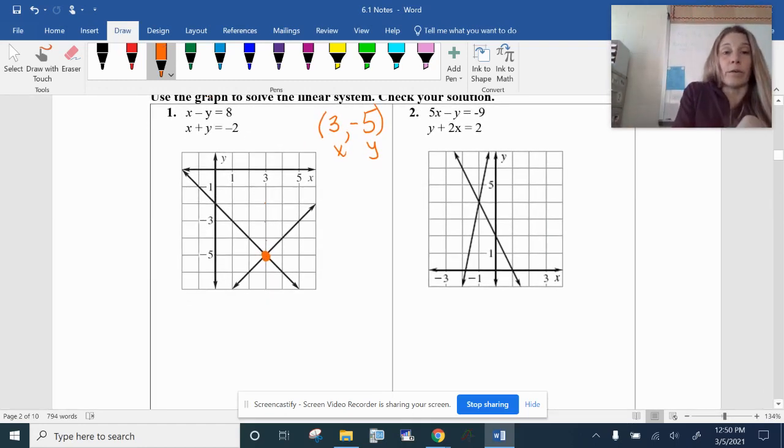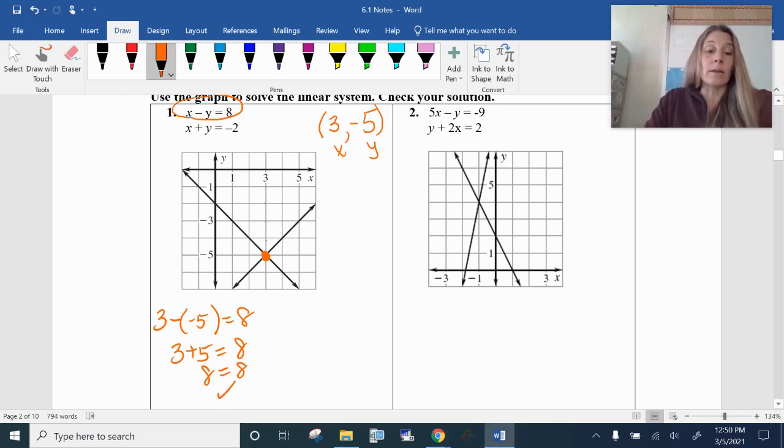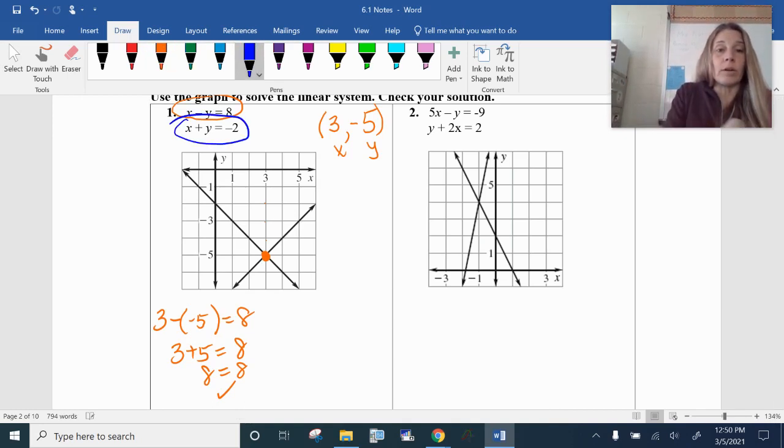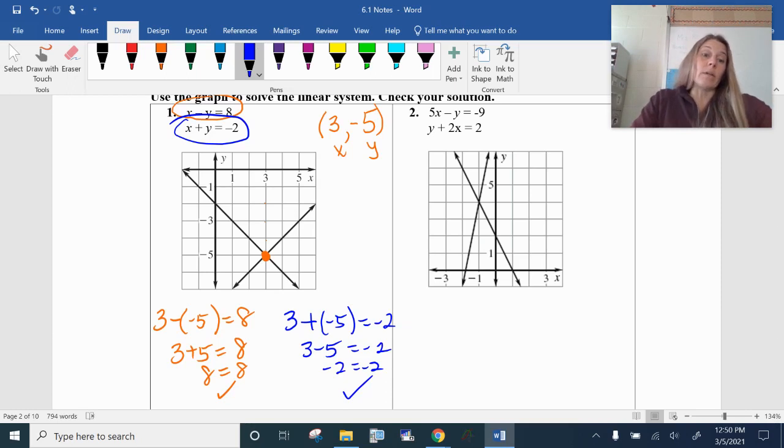So I'm going to check in the first equation. So I'd have to do 3 minus negative 5. Now remember, when you subtract a negative, it's really addition. And 3 plus 5 does equal 8. So that is correct. Now when we go to do the next one, I'm going to do the second equation here. I have 3 plus negative 5, which is really like subtracting 5. And that does equal negative 2. So we must have graphed these correctly because the solution that we've identified works for both.